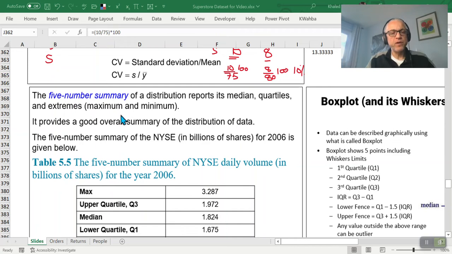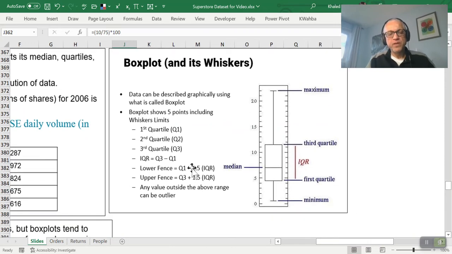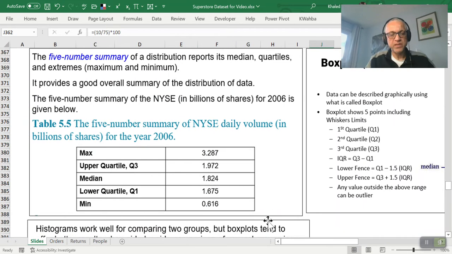As I told you before, and I showed you with the histogram, the box plot consists of the first quartile, the second quartile, which is the median, and the third quartile. And I showed you as well, when you have the first quartile and the third quartile, you can calculate the IQR, and then you calculate the upper and lower whiskers. Sometimes we call those the five numbers, or the five-number summary.